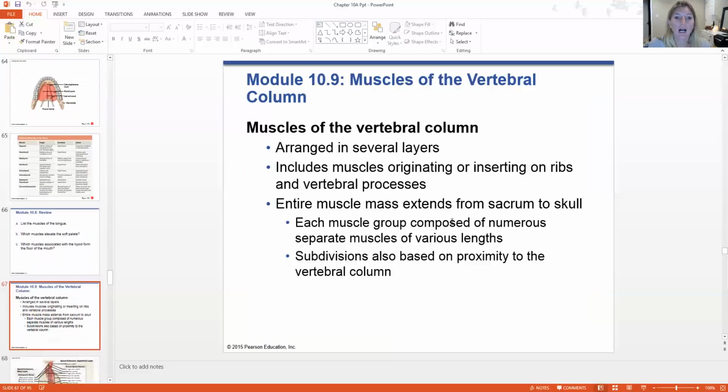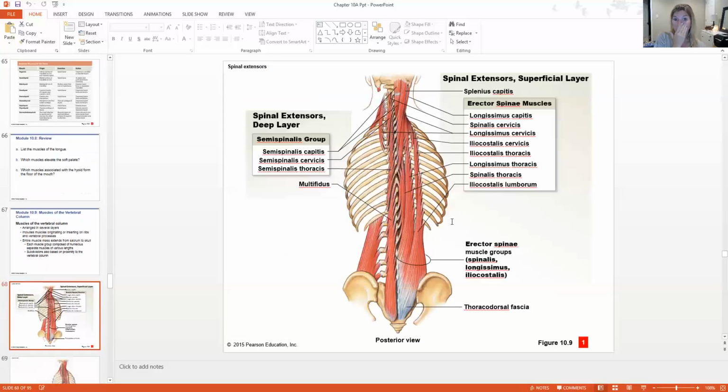All right. Muscles of the vertebral column are arranged in several layers. These are the muscles that originate and insert on the ribs as well as the vertebral processes. The entire muscle mass goes from the sacrum all the way up to the skull, and there are several muscle groups, subdivided based on their proximity to the vertebral column. They're very specific muscles going to specific areas, and just a few of these you need to know.